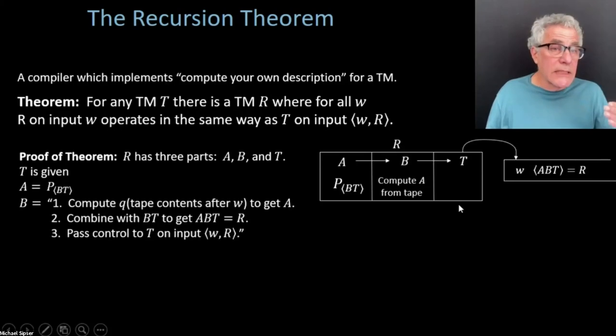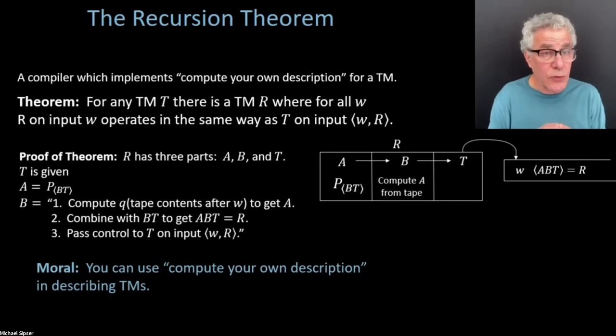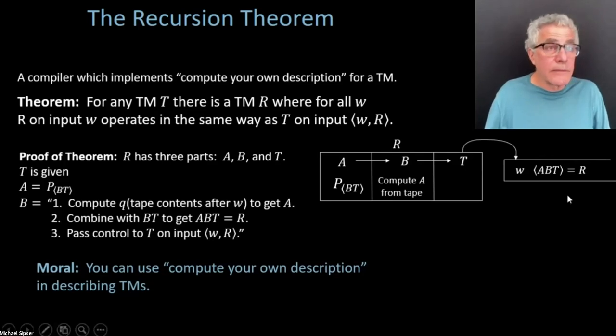For this to make sense, this is going to be now the new machine R, and R appears on the tape. And now the code that you provided, T, is going to get to operate on that. Okay? If you didn't get that, I'm not worried. The main thing is that you can compute your own description when you're describing Turing machines. That's what this thing is telling you.